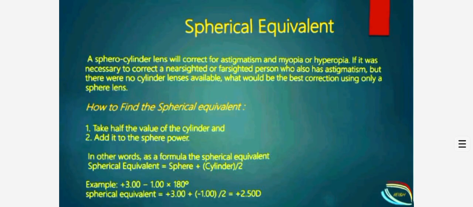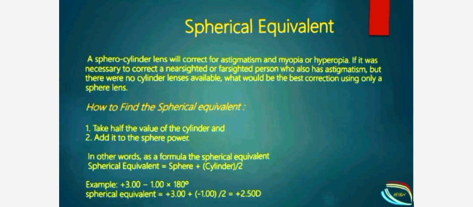Next one is spherical equivalent. The spherocylindrical lens is corrected for astigmatism and myopia or hypermetropia. If a person has astigmatism but no cylindrical lens is available, the best correction is to use only a sphere lens. How do we find the spherical equivalent? We use the spherical equivalent when cylindrical lenses are not available for the patient, so we correct with a sphere using this equation, called the spherical equivalent.